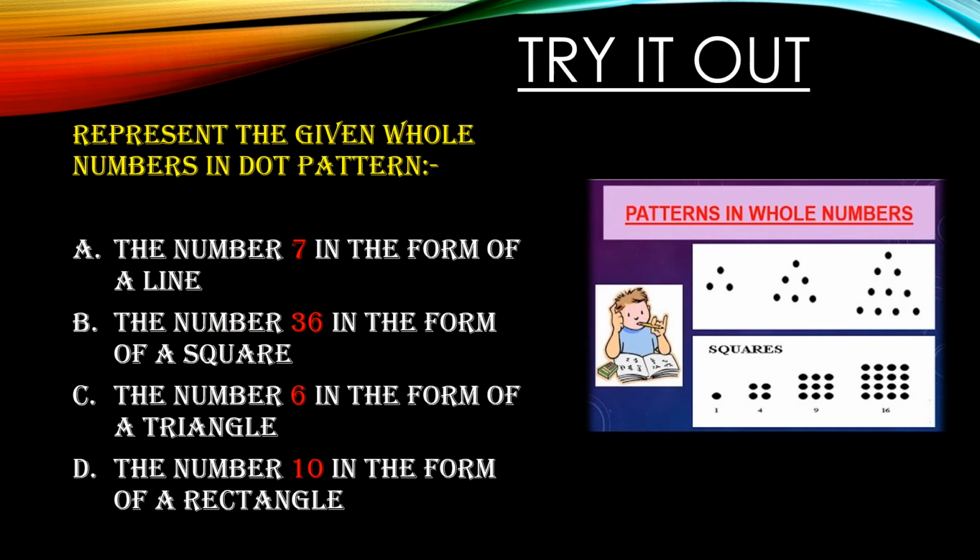And now it is your turn to try it out. I hope it will be very easy for you to draw these patterns now. And if you want to check whether you have understood or not, then you can represent the given whole numbers in the form of dot patterns. You can represent the number 7 in the form of a line, the number 36 in the form of a square, the number 6 in the form of a triangle, the number 10 in the form of a rectangle. And please do try it out. Otherwise, you will never be able to know whether you have understood the concept or not.